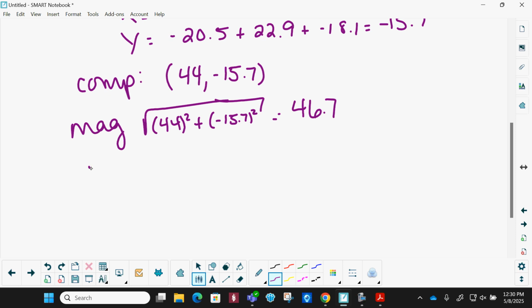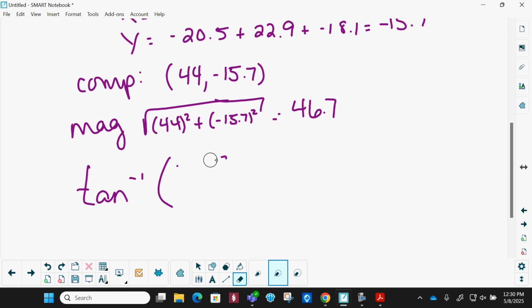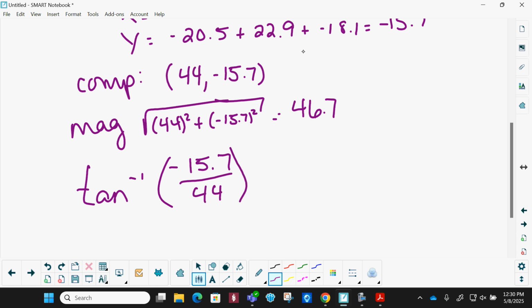To find my angle, you're going to do inverse tangent of y over x. Oh, that is ugly. Let's rewrite that. So negative 15.7 over 44. Now, if we graph this, positive, negative, we're down here in quadrant 4, so we've got to add that 360. So inverse tangent, negative 15.7 divided by 44 plus 360. And I got 340.4 degrees.